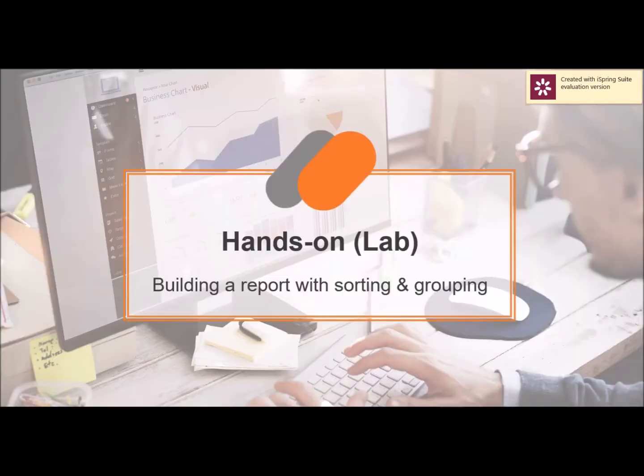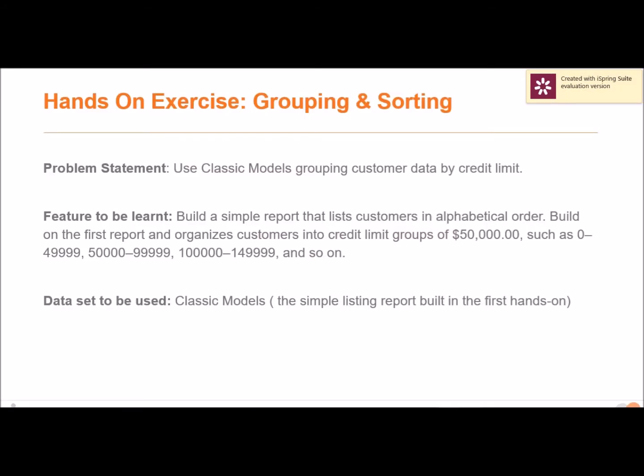So let's build a report with sorting and grouping. So we are going to group. We're going to use classic models for our data, and we're going to build a simple report that lists customers in alphabetical order. We're going to build on the first report that we started with, and we're going to organize customers into credit limits, groups such as 50,000, 100,000, etc. You'll see. All right, let's do this.